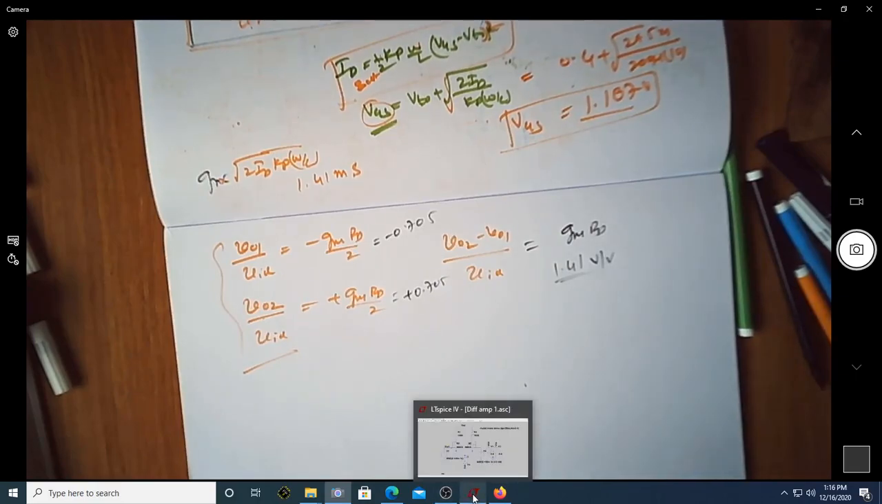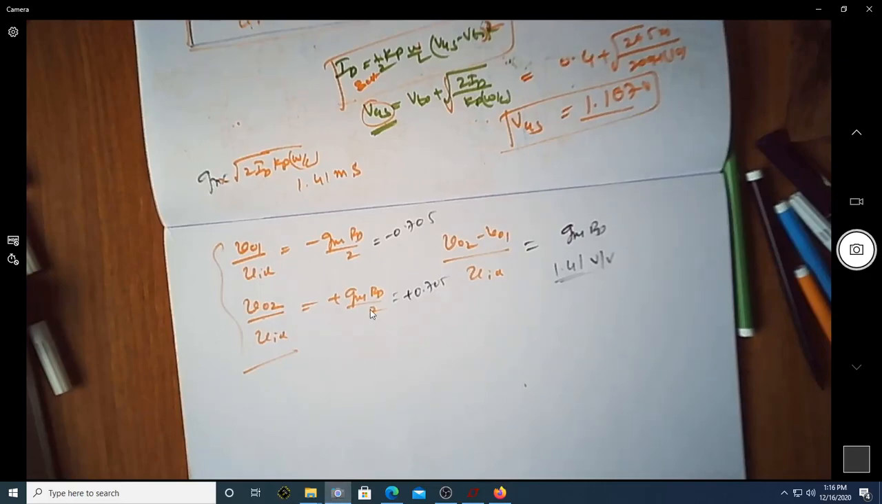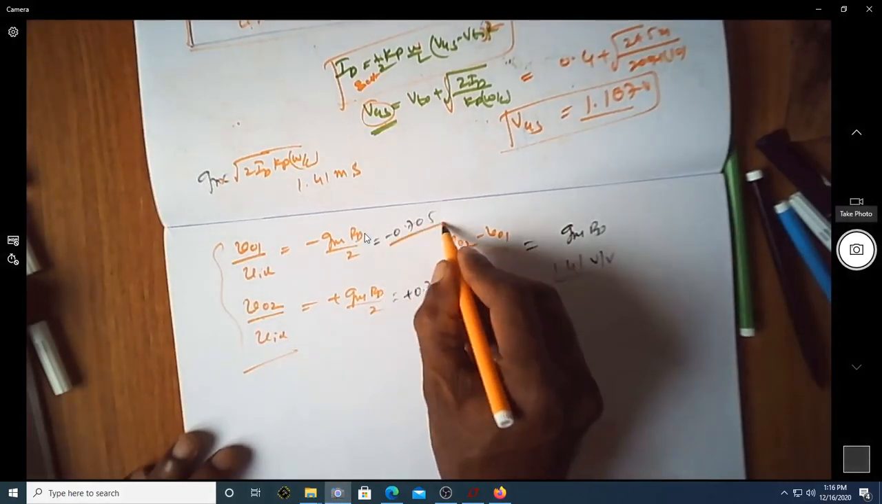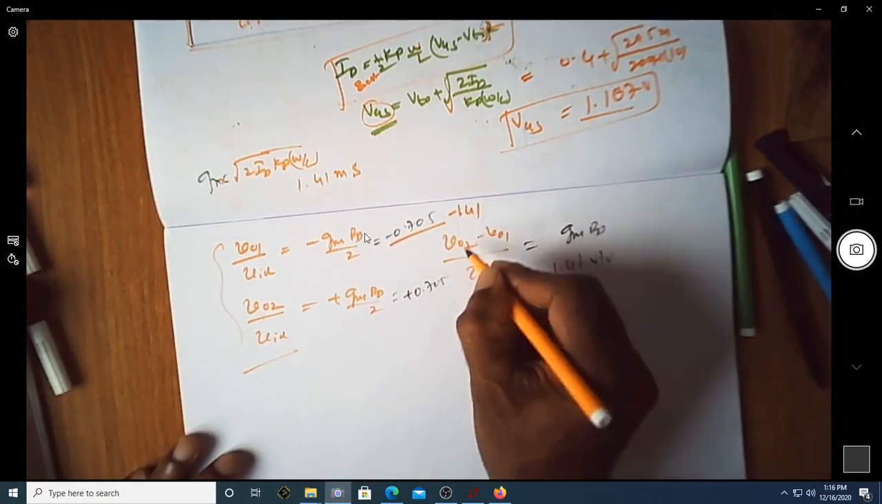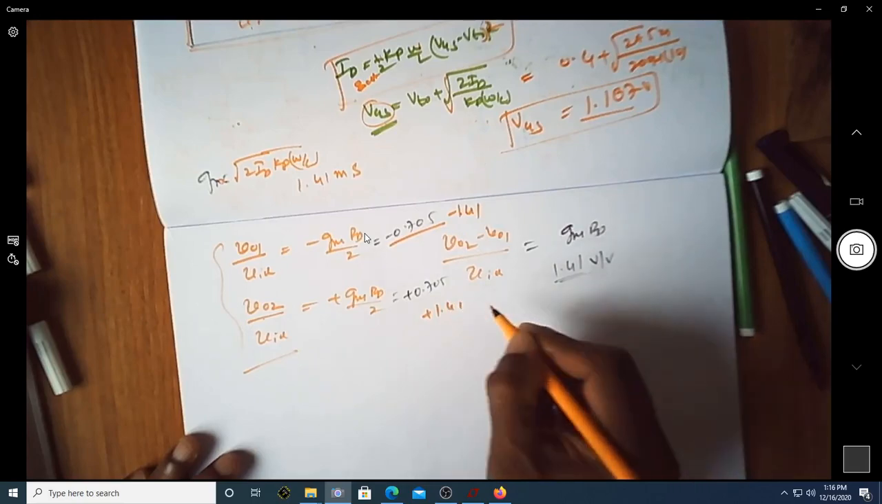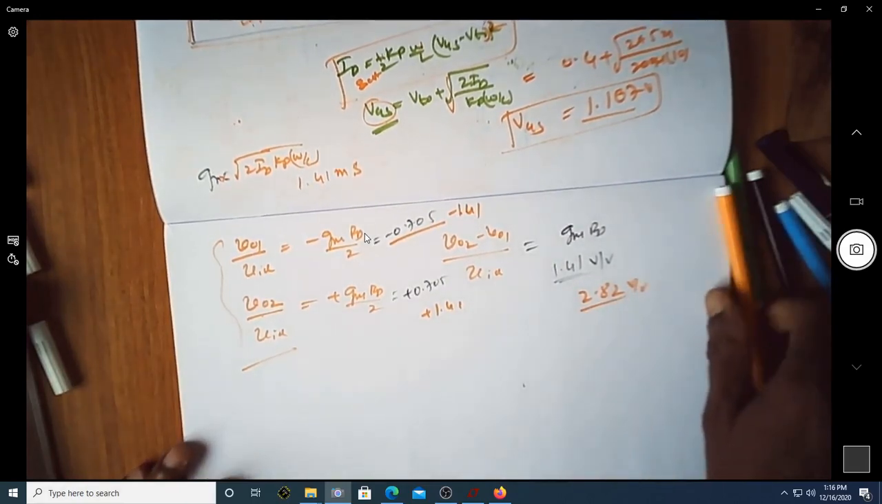But it is not going to linear region. It is still there in saturation region. So since I have increased the value of RD by 500 to 1 kilo ohm, this gain becomes now minus 1.41. This will become plus 1.41 and this will become 2.82 volt per volt. So these are the gains now.